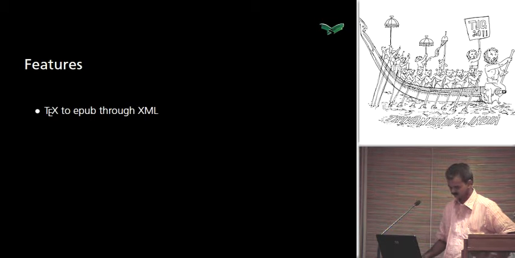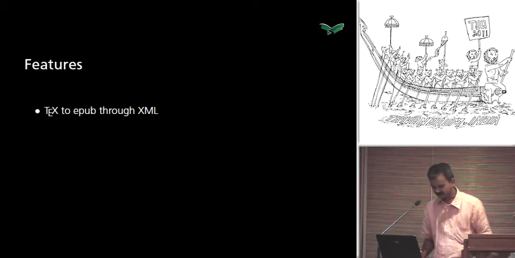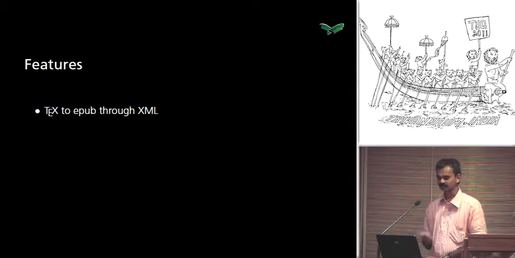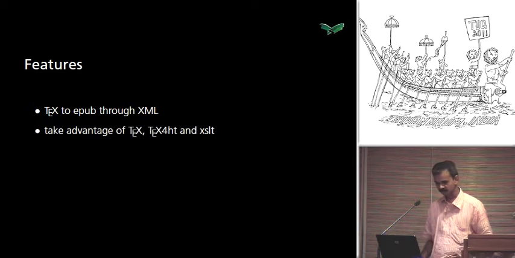So this engine has mainly two different parts. One is using TeX Forestry, we are creating XML from this text file. Next one is from this XML using XSLT, we are creating this ePub. So two different parts. Main features are text to ePub through the XML workflow. We use the advantage of TeX Forestry and XSLT.